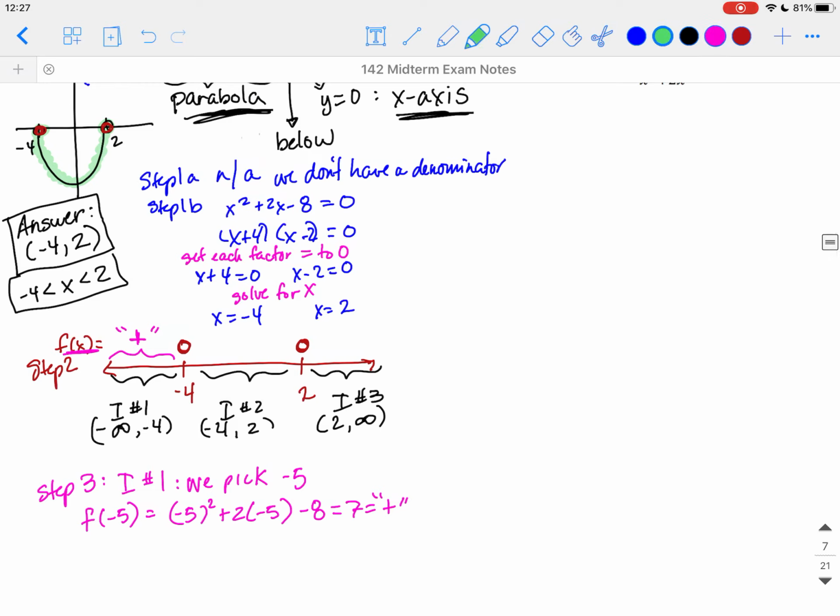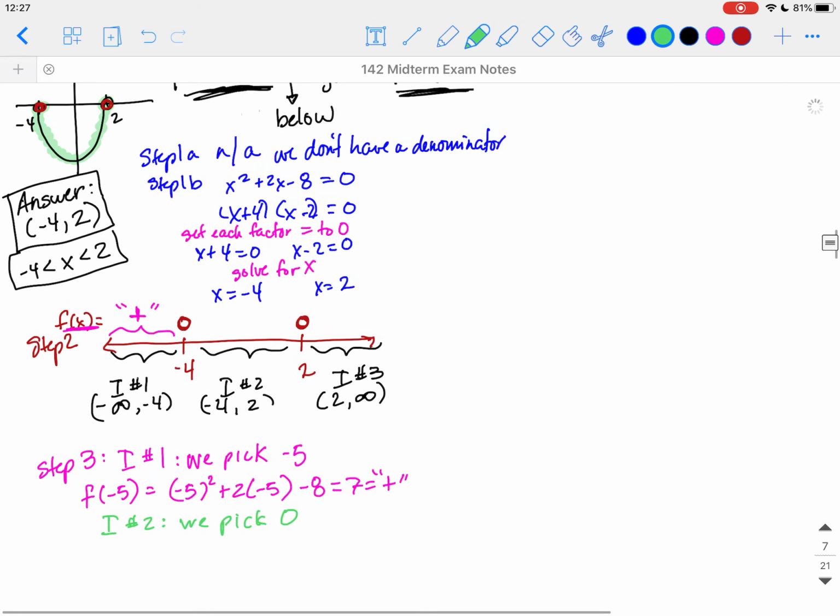So for interval number 2, I'm going to say that we pick any number between negative 4 and 2. Well, I'm going to pick 0. And I'm going to go back and substitute it into f of 0. F of 0 is equal to 0 squared plus 2 times 0 minus 8, which is going to give me negative 8. But again, I'm concerned with the fact that it's a negative number. So that negative means that for any number that you pick in this interval, it's going to be negative.